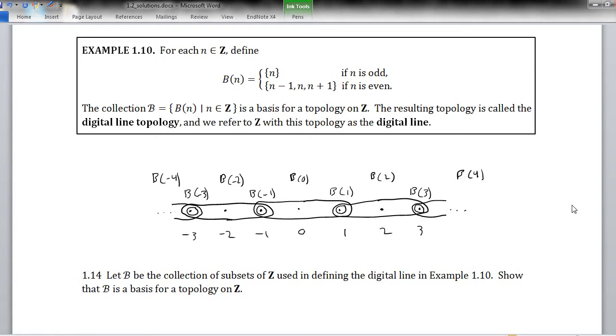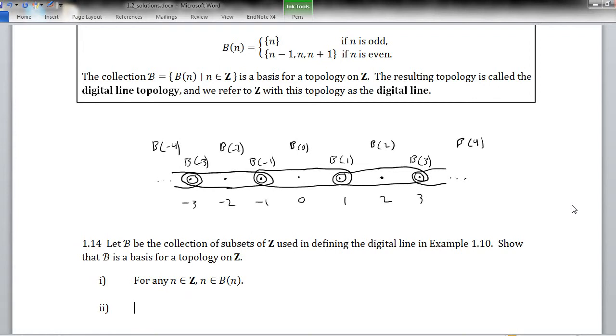So let's do exercise 1.14. Let B be a collection of subsets of Z used in defining the digital line in example 1.10. Show that B is a basis for a topology on Z. Okay, well, we have to check the two properties of a basis. For the first one, we can say for any n in the integers, well, n is always in the basis element B of n, right, whether n is odd or even. So that takes care of that.